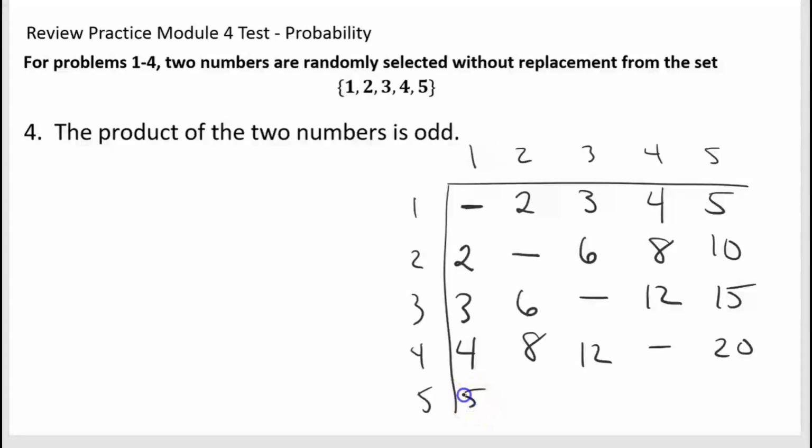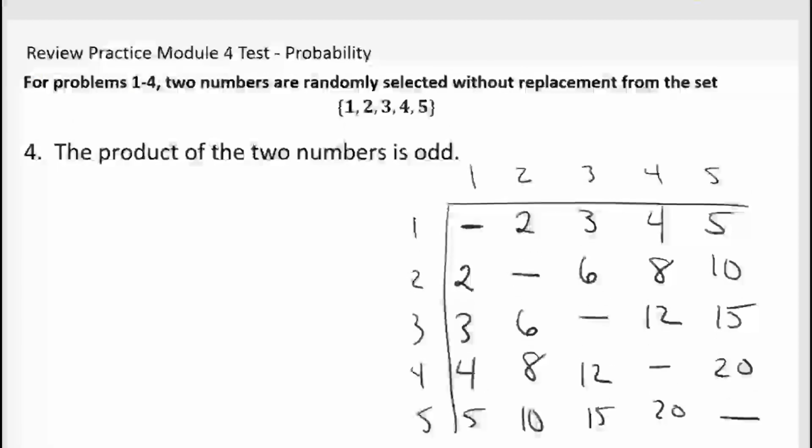5 times 1 is 5. 5 times 2 is 10. 5 times 3 is 15. 5 times 4 is 20. But 5 times 5 is not a possibility because I can't draw 5 and then draw 5 again. Now it asks us the product odd. Okay, so let's highlight the outcomes where the product, I don't know what just happened to my screen there, is odd. We can do that.